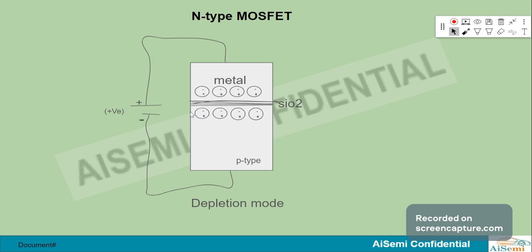Now I'm giving a positive voltage to the metal and negative to the p-type semiconductor. The positive given to the metal attracts the electrons, so they are attracted to each other. Here also negative and positive are attracted with each other in the p-type semiconductor. So here the depletion layer is formed. This is the depletion mode.